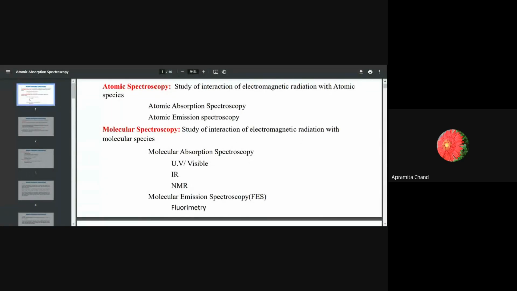So let us discuss a few characteristics of both these types of spectroscopy. I'll share my screen. Till now, we have learned a lot about molecular spectroscopy, primarily molecular absorption spectroscopy: UV visible, IR, NMR, and even fluorimetry. Here the molecules are interacting, and within them the vibrational, rotational and electronic energy levels are getting perturbed. But in atomic spectroscopy, we are dealing with the interaction of electromagnetic radiation directly with atoms. On that basis, we have atomic absorption spectroscopy and atomic emission spectroscopy.